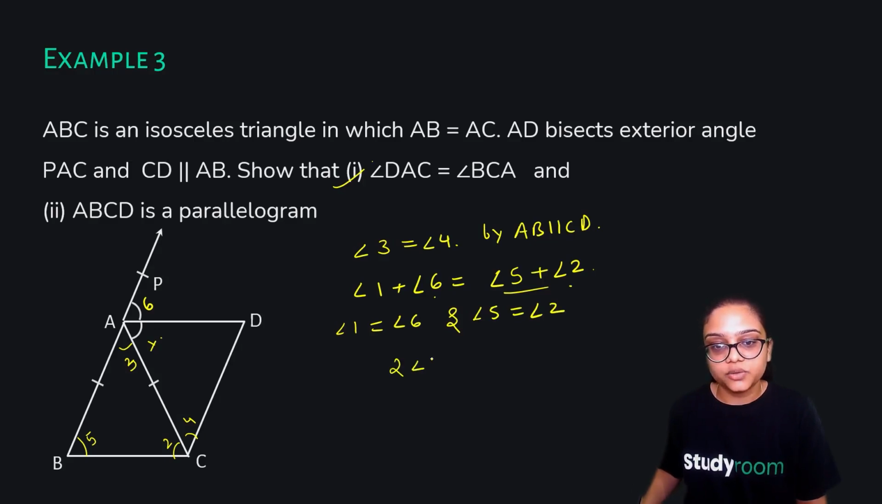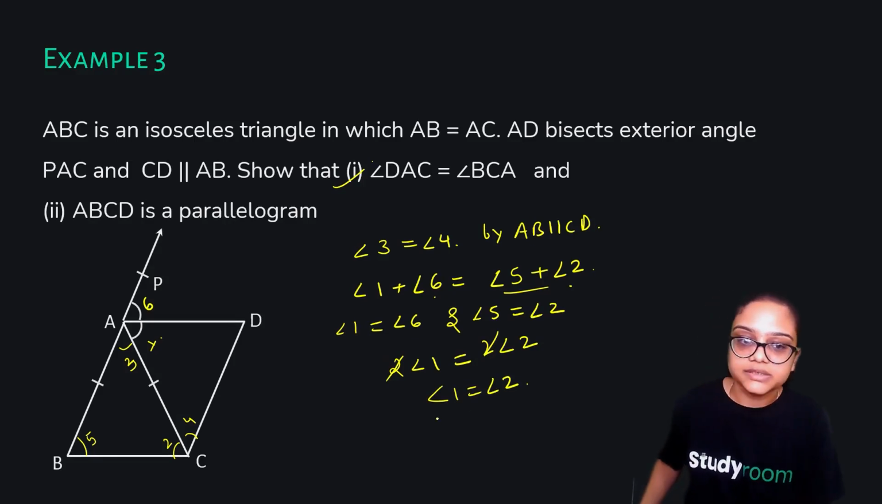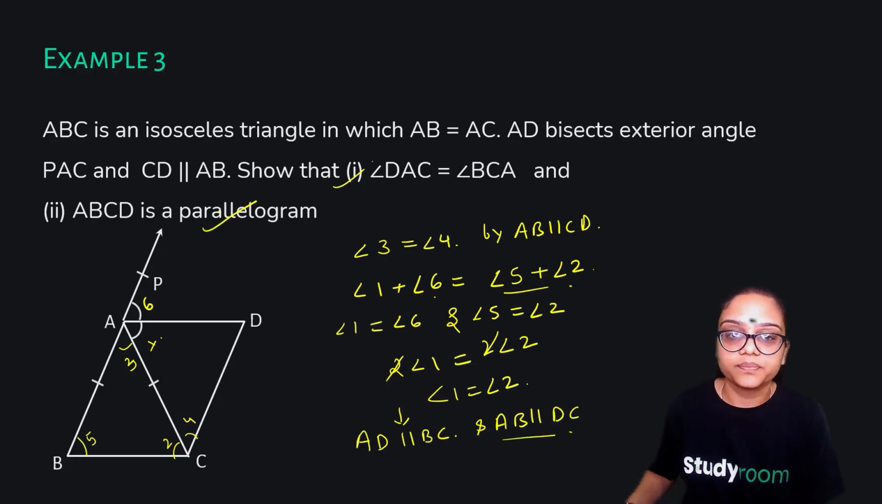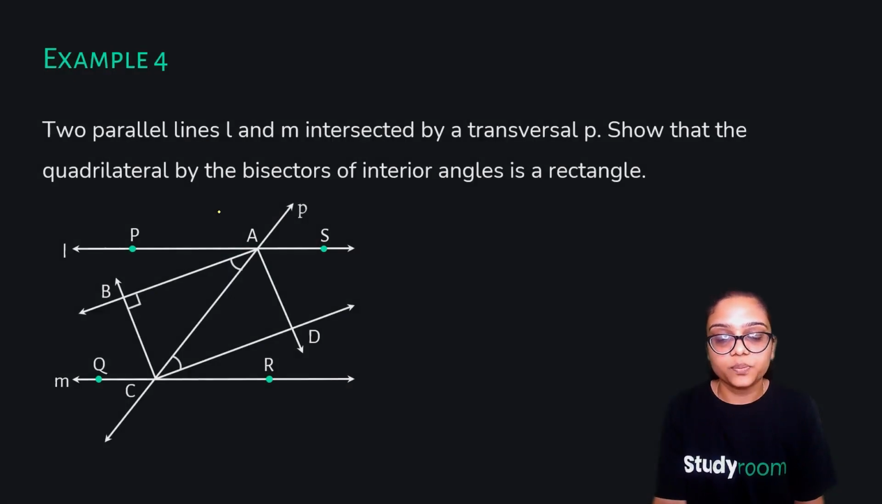So we can state that 2 angle 1 equals 2 angle 2, and 2 and 2 cancel, so angle 1 is equal to angle 2. Hence, angle DAC equals angle BCA. If they are equal, that means AD is parallel to BC by alternate interior angles. And AB is parallel to CD. So if opposite sides are parallel, that means ABCD is a parallelogram. Hence proved. I hope you got the question.